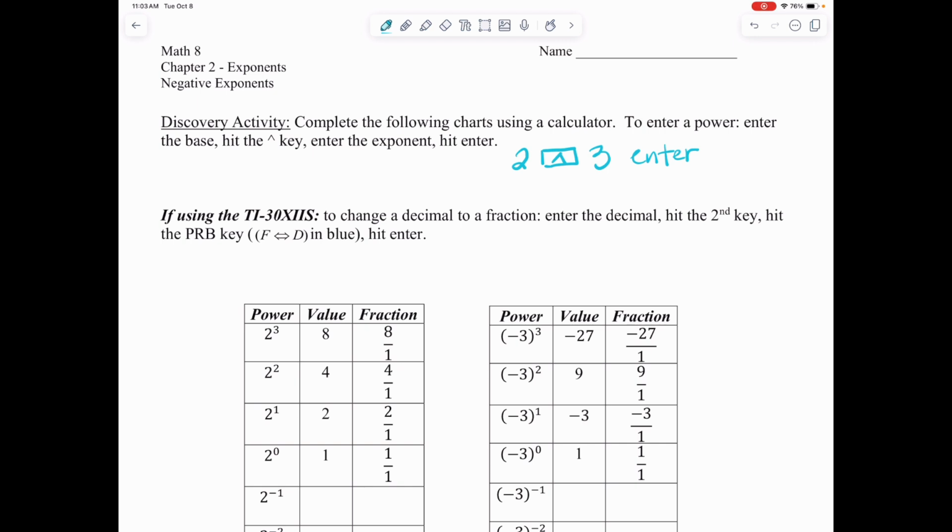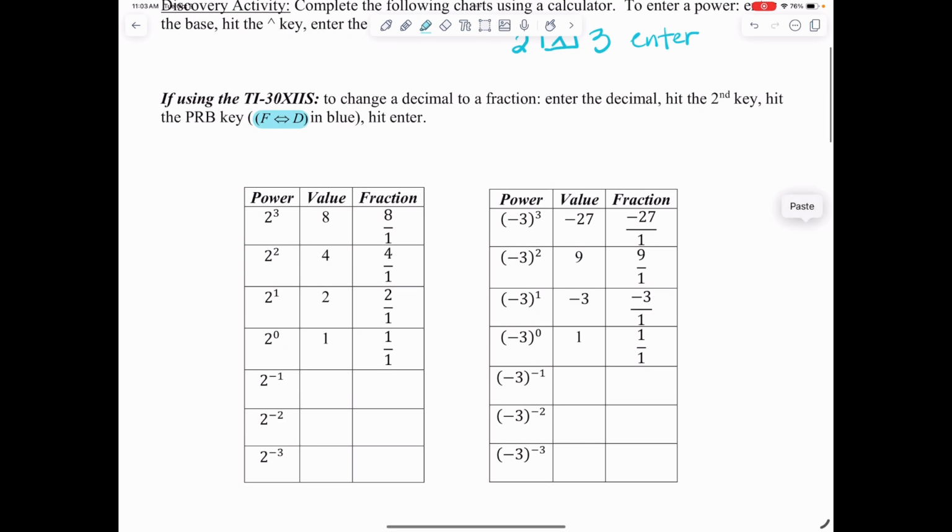But if not, remember that there is a second key, and as long as you get to F arrow D, it changes things from fractions to decimals for you. So you may have to hit that key or the simplify key in order to get the fraction that you need. So you can see that I took the tables from our previous lesson and I already inputted that information for you. Your job is to fill in the rest of the table looking at negative exponents today.